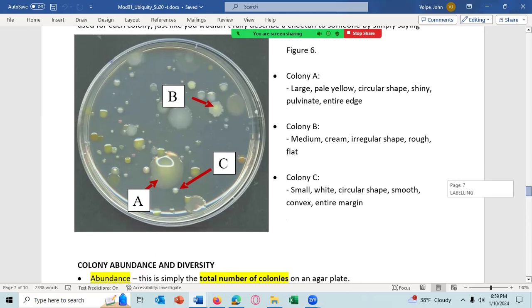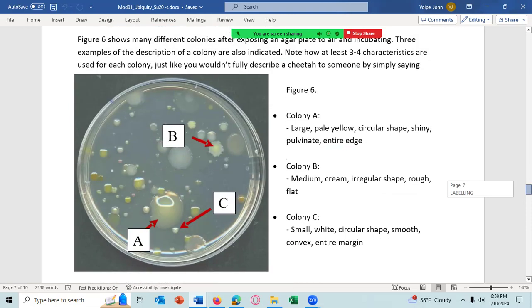All right, let's talk about some of these. Colony A is a large colony, pale yellow in color. I would call that probably off-white. Circular in shape, maybe. Shiny, yeah, right there it's shiny. Oh, pulvinate, that one we can't tell. And then the entire edge.